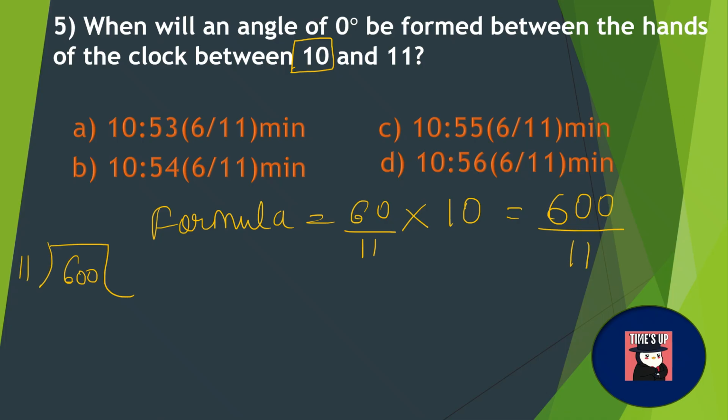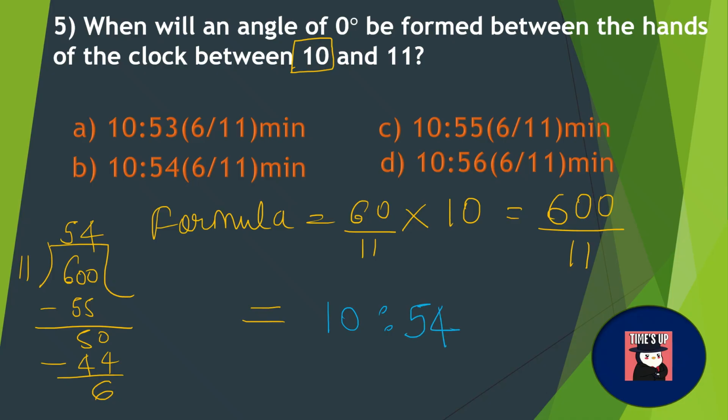600 divided by 11. 11 fives are 55. Correct? So it will be 50. Then 11 fours are 44. So here 6 will come. Answer will be 10 hour. Then 54 is the quotient that you're getting. You'll write it here. 6 is the remainder. Divide by the divisor. This will be the answer. So the correct option is B.